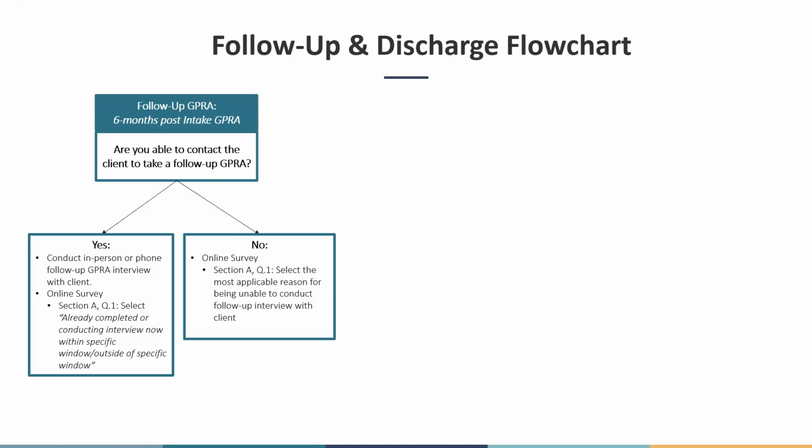We have a TA sheet called the GPRA Follow-up and Discharge Information Sheet, and it contains this chart. You can find that on our website, and it's a helpful overview of the workflow in completing the follow-up and discharge GPRAs. Starting with the follow-up GPRA, the action steps you need to take hinge upon whether or not you're able to contact the client. If yes, you would conduct section A and complete the yes flow, and if no, the other.